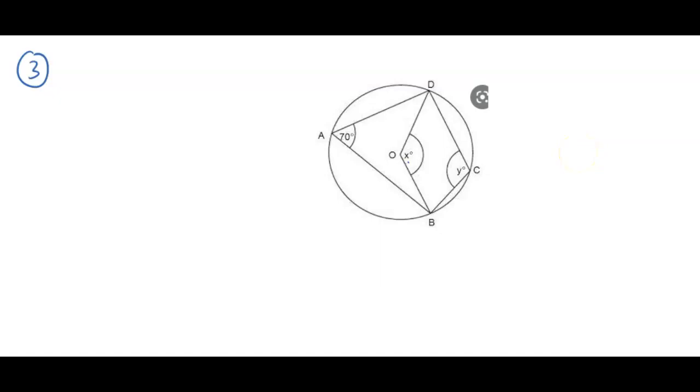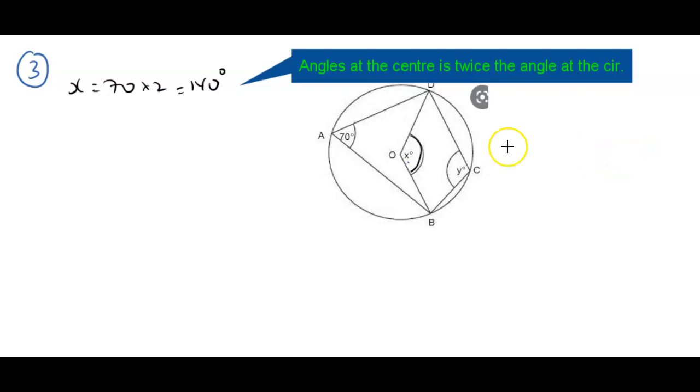Now to find that, I'm seeing a nice simple rule here. X will actually be just double the angle of 70. So x will be 70 times 2, which is 140 degrees. And the reason: angle at the center is twice the angle at the circumference.